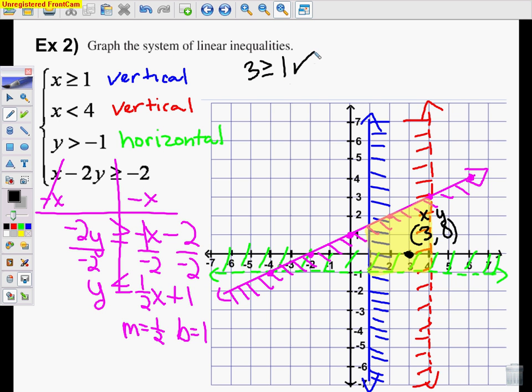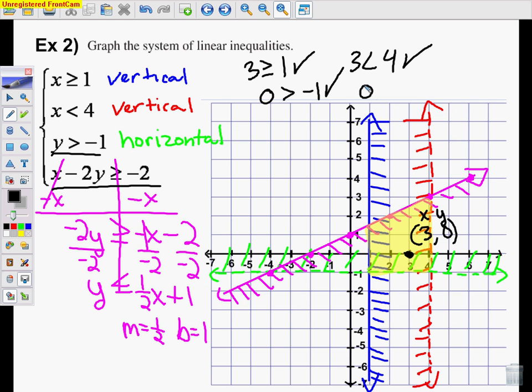So that's true. The next inequality here, that would be 3 is less than 4. That's true. Okay. The next inequality here, y is greater than negative 1. So y is 0. So that would be 0 is greater than negative 1. That's true. And our last inequality, x minus 2y is greater than or equal to negative 2.